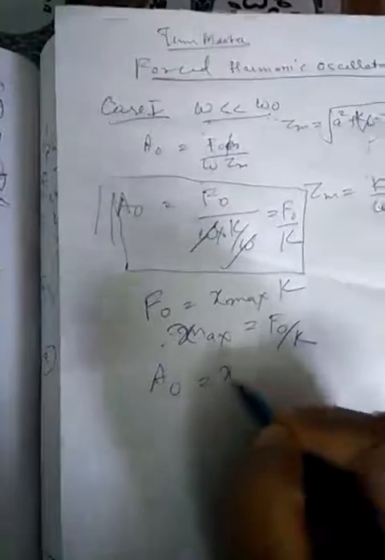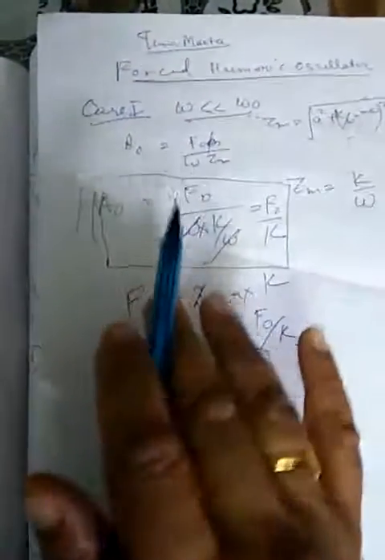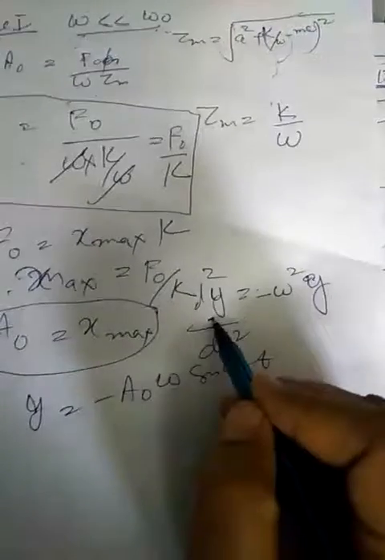So that means the amplitude a naught is equal to x maximum, that is the maximum distance up to which it can go when the frequency is very large. So that means at low damping, low driving frequency, this is the value which we are going to get. Now we can find the value of acceleration as well as the displacement.